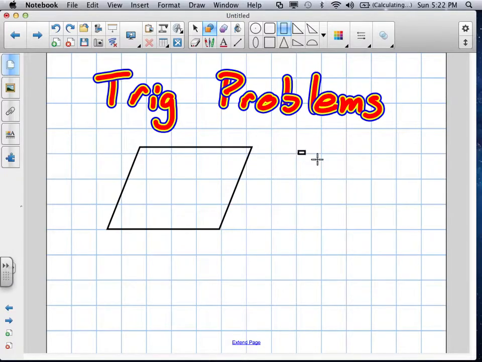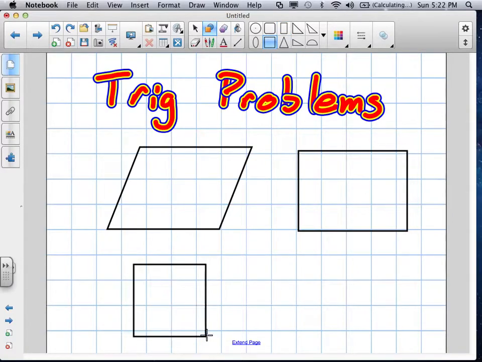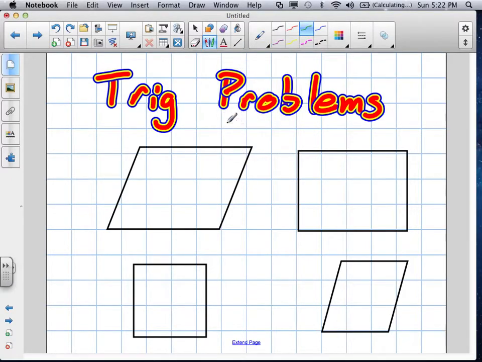But let's also point out that this could also be a parallelogram. Technically, this square could be a parallelogram. And I'm going to try one more time to make a rhombus. A rhombus has all sides the same size. So, in a square, all four sides are the same. In a rhombus, technically, all four sides are the same. They just don't have right angles.